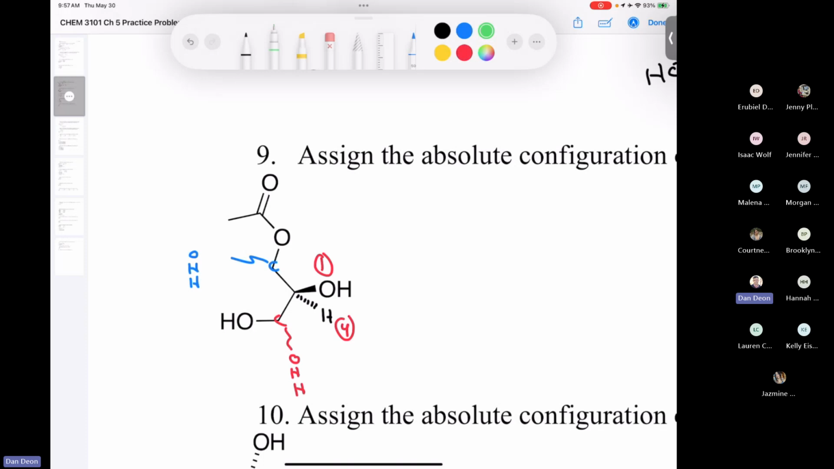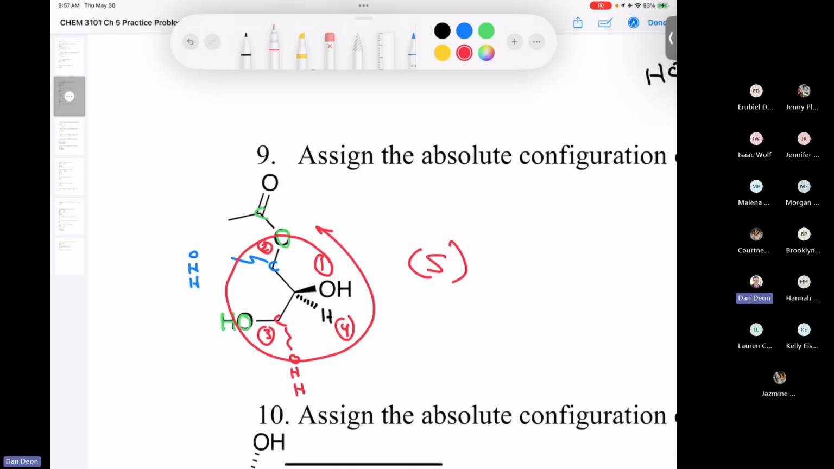Well, if you look at what's attached to the carbon in red, you have the oxygen, which is attached to a hydrogen, but here we have an oxygen attached to a carbon. Well, which one's going to take higher priority? It's going to be the oxygen attached to a carbon because carbon has a higher atomic number than hydrogen. So that means that all of this is going to be group number 2, and this will be group number 3. Now, again, the hydrogen's going in the back, so we go 1, 2, 3. We're going counterclockwise, and so this is going to be an S compound. All right, an S compound for that one.